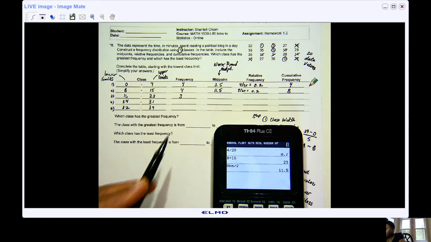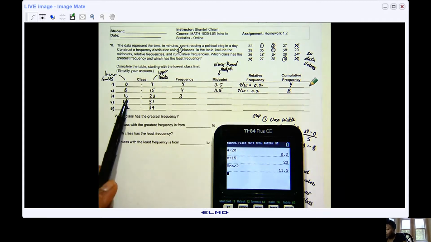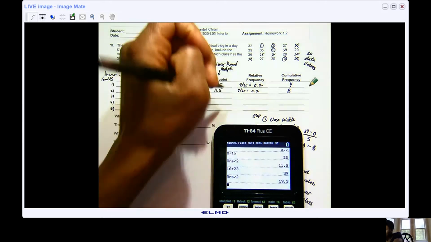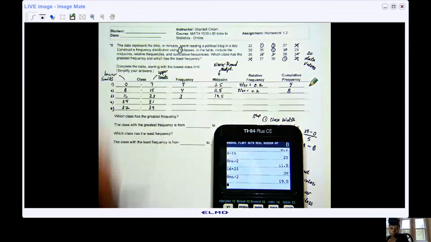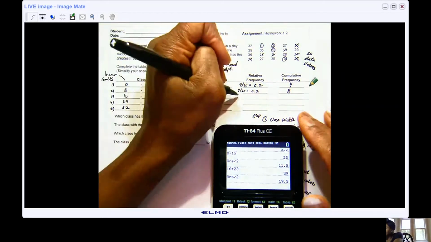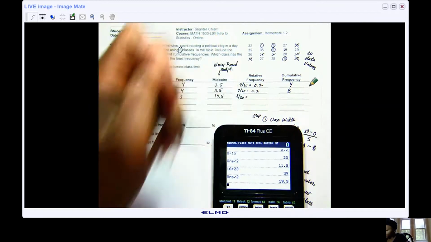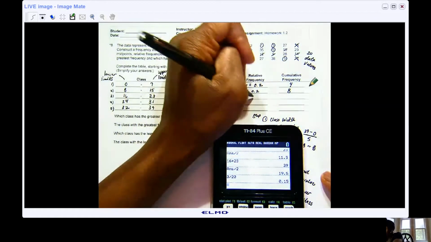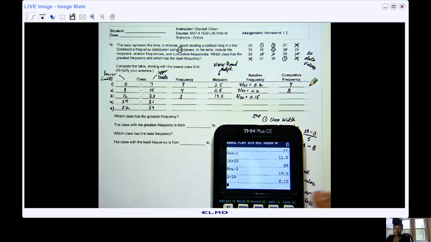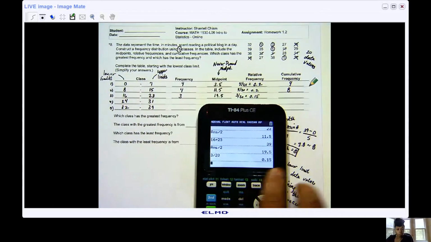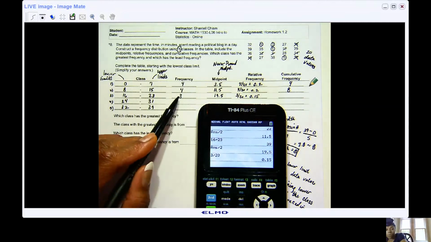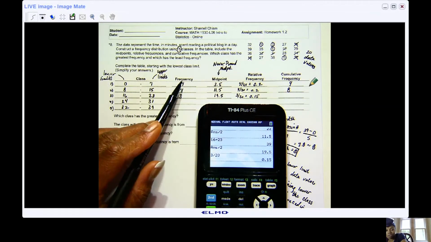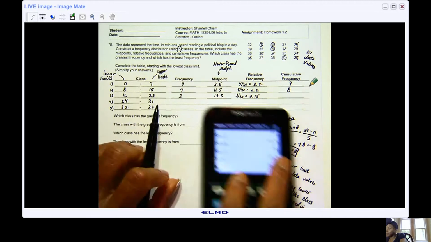The midpoint would just be 8 more than the previous one, or you can find it by calculating 16 plus 23 divided by 2. 19 and a half. Remember, we do not round the midpoint. The relative frequency will be 3 out of 20, and that is 0.15. And again, we're not rounding. It's a finite decimal, so I'm keeping the 0.15. And then the cumulative frequency would be the 3 added to the 8 that we had before it. So 3 plus 4 plus 4, we get 11.